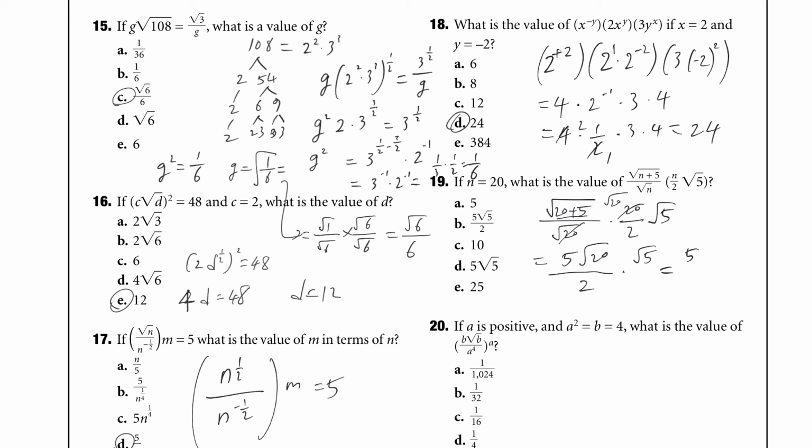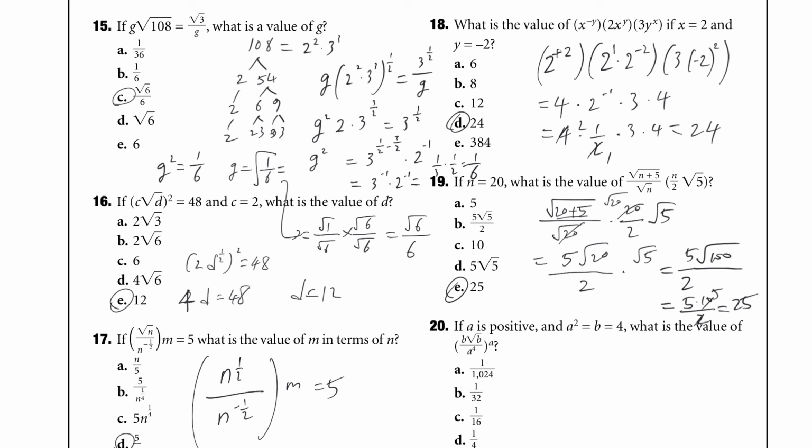And you can multiply whatever's in the square root with each other. So square root of 20 times square root of 5 is square root of 100. But you know what square root of 100 is? It's just 10. So 5 times 10 over 2. They reduce. 5 times 5, 25. E.